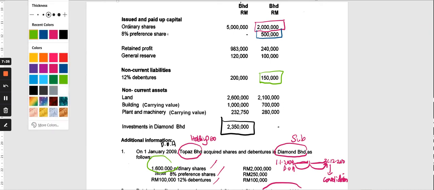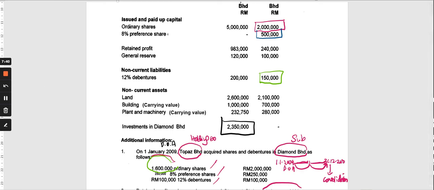just use this different color here. I'm using red just now. So 1.6 million from 2 million ordinary shares. So here we assume the fair value is 1 ringgit. So this gives you 80%. And this is for the ordinary share capital. So we will have to calculate what is for the NCI. And of course, NCI is 20%.